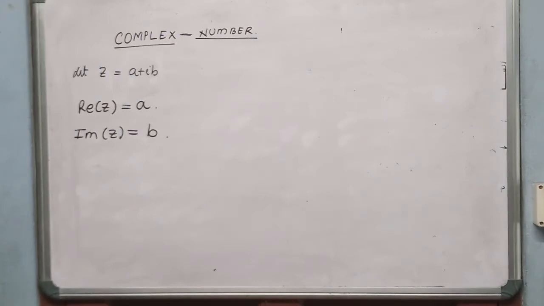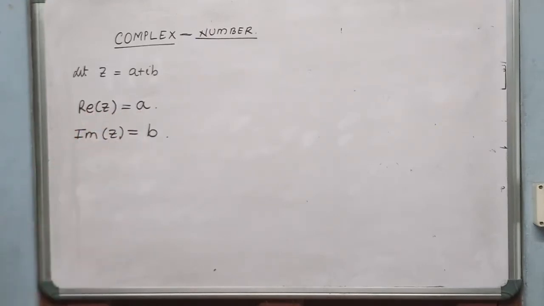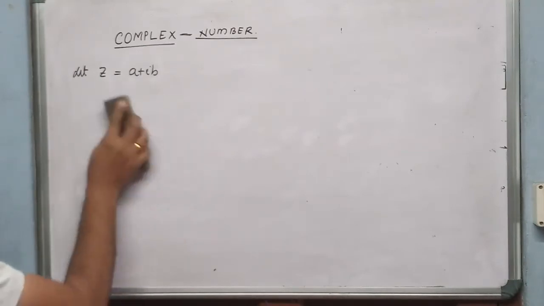You can read it like this also. Re of Z means the real quantity of Z. In entrance examinations, you will get this kind of notation: Re of Z and Im of Z. Re means the real part of Z is a and the imaginary part of Z is b. With this, we'll discuss the conjugate.